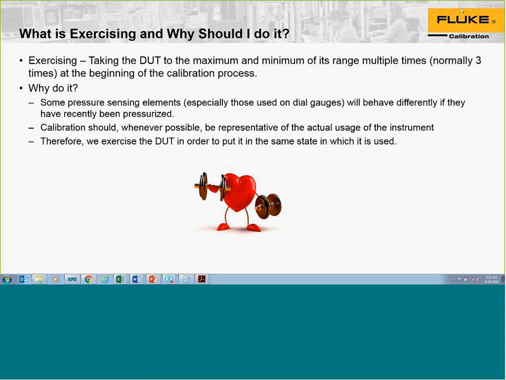Whenever possible, we want to replicate the actual usage of the instrument. The instrument normally has had pressure applied to it multiple times. Therefore, we exercise the device under test in order to put it in the same state in which it is used. Is it necessary to exercise the device under test? Well, a lot of more modern technologies for measuring pressure are susceptible to this elastic element behavior. It's always seen as good practice.